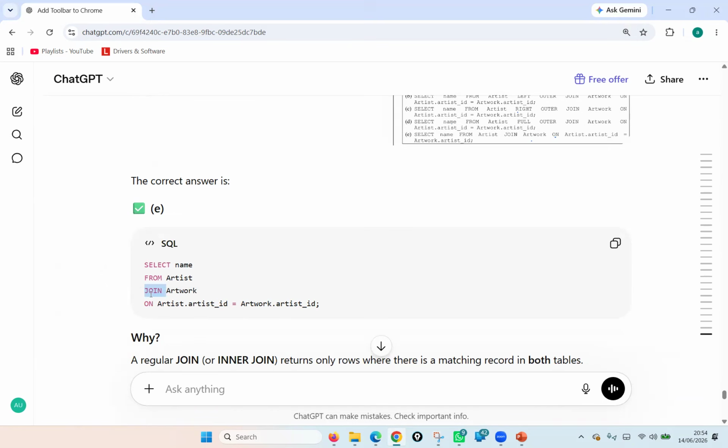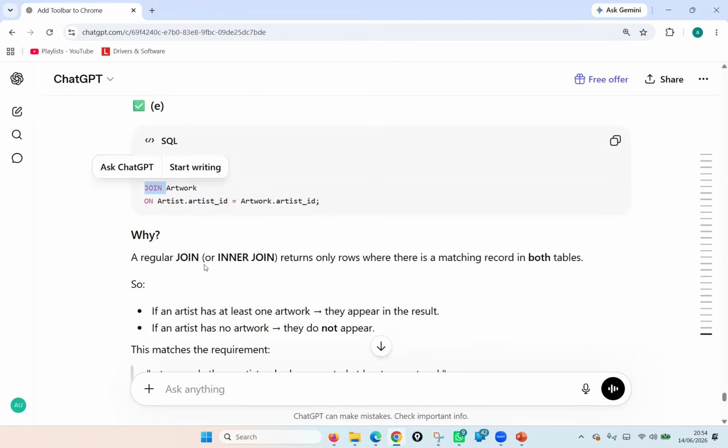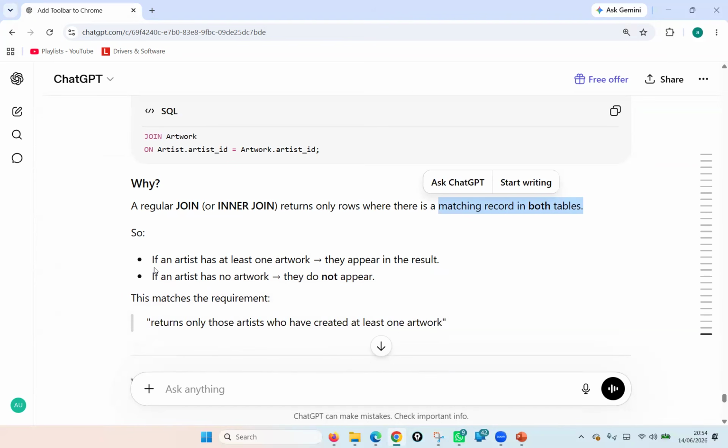It says to write join. Why regular join? Regular join is the inner join. Right? Inner join means if there's a connection. I think, yeah. So my confusion was that the word inner was not there. According to ChatGPT, if you just say join, it's an inner join. Returns only rows where there is a matching record in both tables. So that means if you have an artwork, only that artist is taken. Okay, that makes sense.